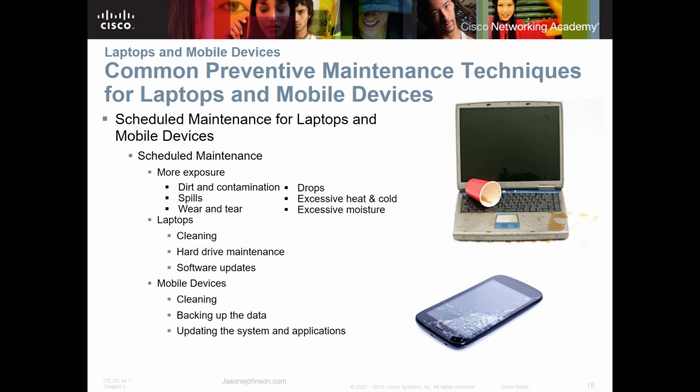And same with mobile devices. You can clean those. You can get them cleaned up. You want to back up the data before you do any type of work on there. Update the system and applications as well. With the laptop, you're going to do that with your operating system. But with the mobile devices, you're going to want to make sure that it's updated with the cell carrier, and you also want to make sure that it's updated with the manufacturer, whether it's an Android or a BlackBerry or an Apple or a Windows operating system or a Windows phone. You want to make sure that those are properly updated as well.